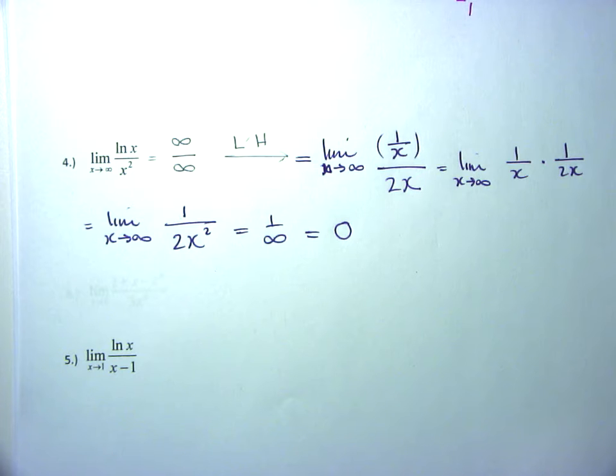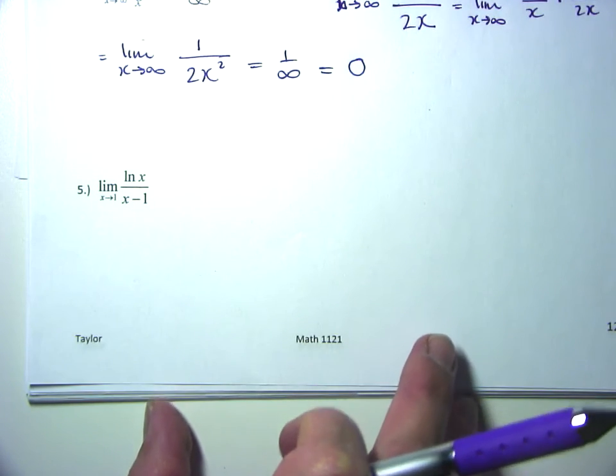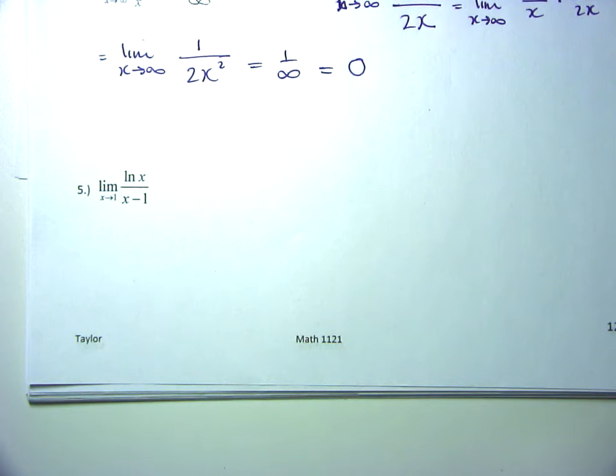All right, questions? No questions? All right. How about problem number 5? We have the limit as x approaches 1 of the natural log of x divided by x minus 1.